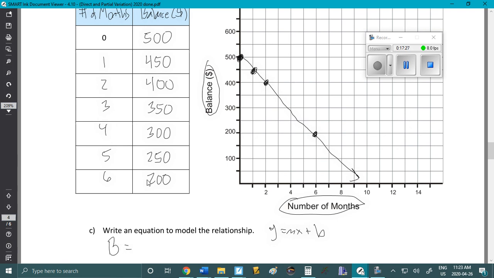Now here's the tricky part. The rate of change. Is the amount going up or down? Well, we know it's going down because she's taking money out, so the rate of change is going to be negative. So negative 50, and instead of x, it's number of months. So you could write m for months or n for number of months. And then her initial value, well, when x is 0, y is 500, so plus 500.